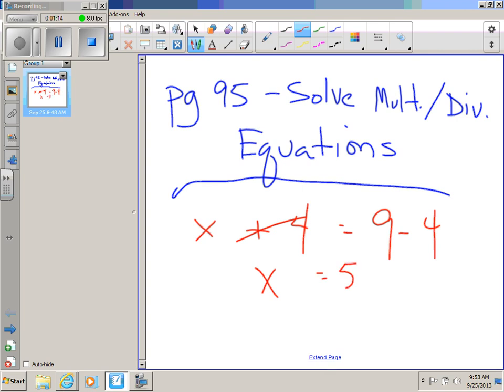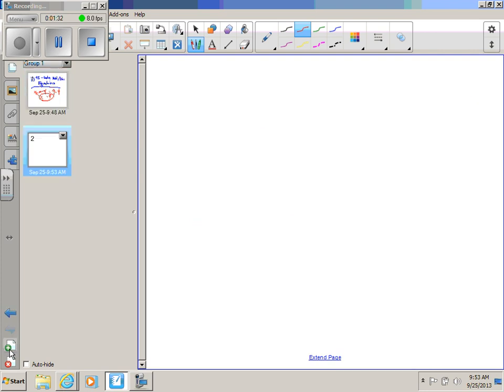X would equal 5. How did I know for sure that 5 was the solution to my equation, Joe? Yeah, I just plug in the 5 for x, and then 5 plus 4 does equal 9, therefore we'll be in good shape. So it didn't take long to figure out that the opposite of addition was subtraction. The opposite of subtraction was addition.